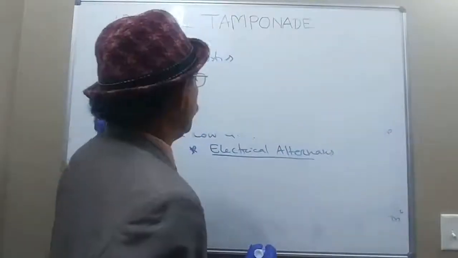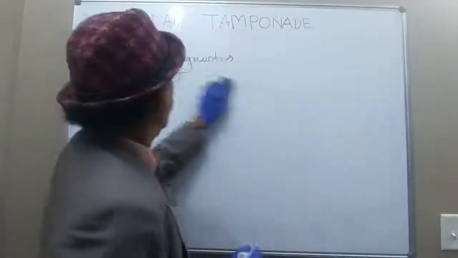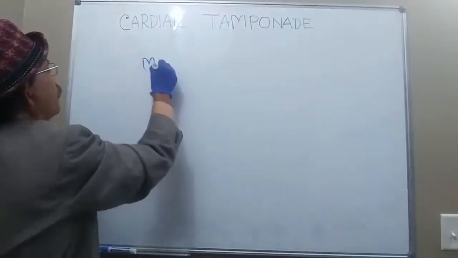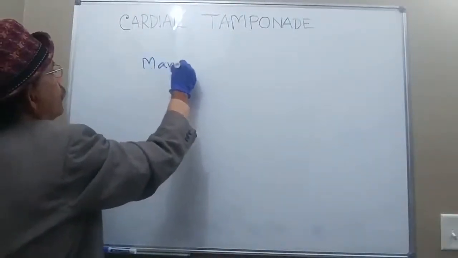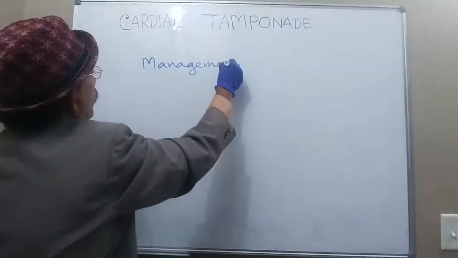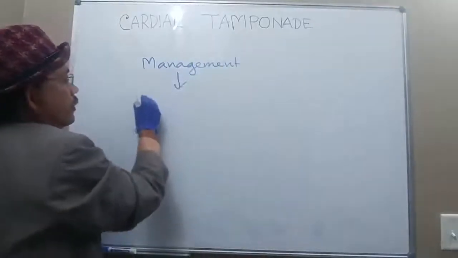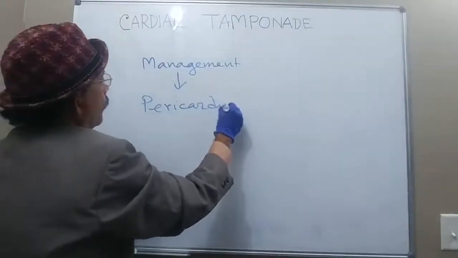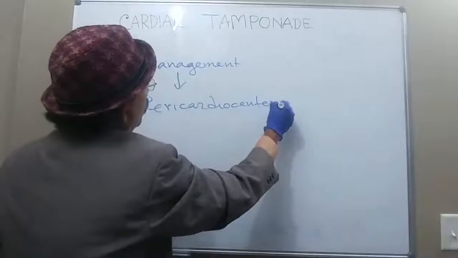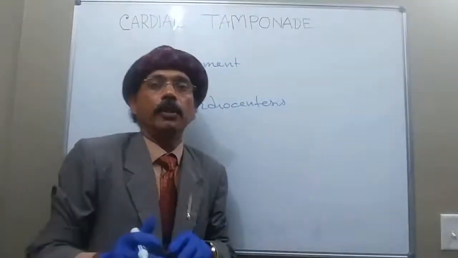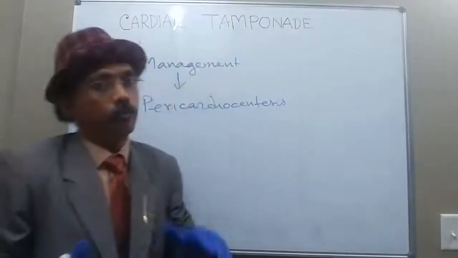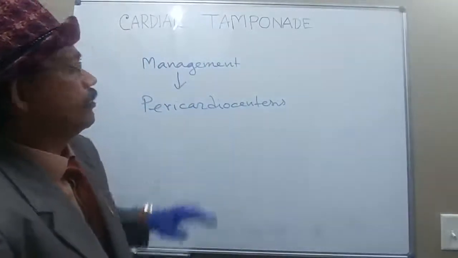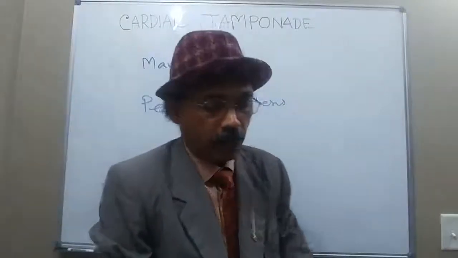The management should be done in the emergency department by emergency medical doctors. That is done by means of pericardiocentesis. It should be done very quickly. We must know there is a contraindication for diuretic therapy, but we can use dopamine, not the diuretic. But this is most important: pericardiocentesis. So that's all about the cardiac tamponade.